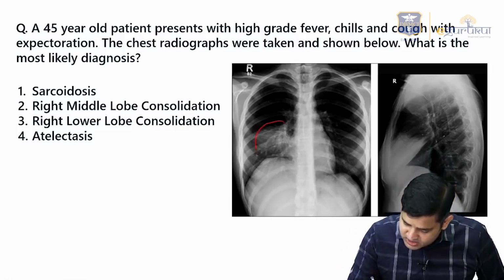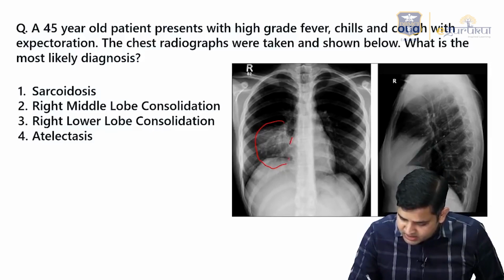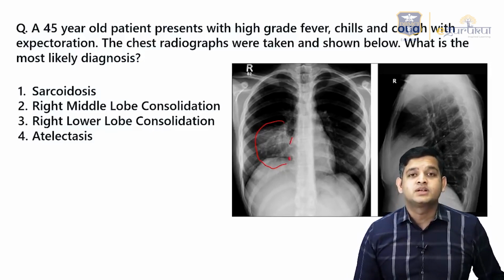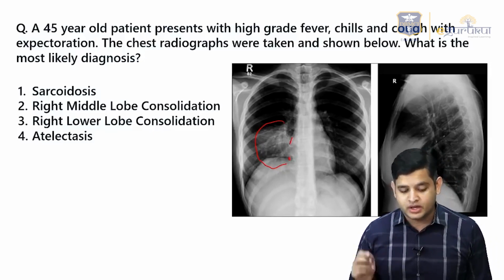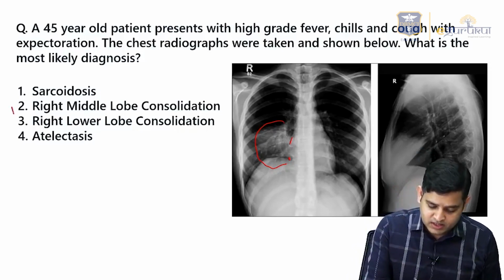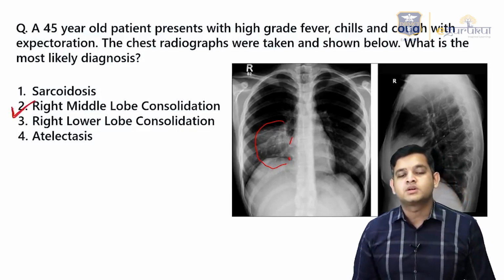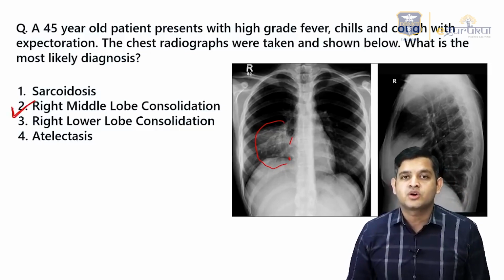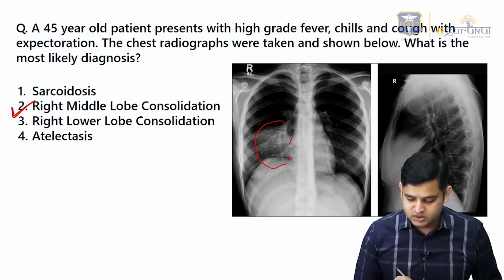So you could see a consolidation which is silhouetting the right heart border. And if the right heart border is silhouetted, you know you are talking about a right middle lobe consolidation.